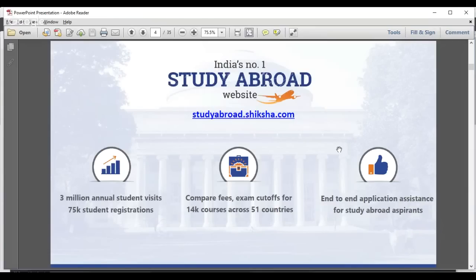And third, which most people don't know about us, is we also offer end-to-end application assistance for all the study abroad aspirants who are looking to go abroad. We have an in-house team of counselors who will work with students end-to-end from the time they've given an exam till the time they get a visa and enrollment in the university. So yes, three very simple things. We're the largest site. We are the most comprehensive in comparison, and we also offer end-to-end counseling services.